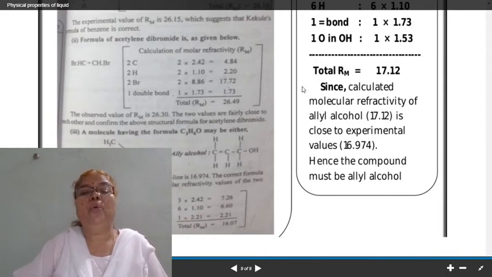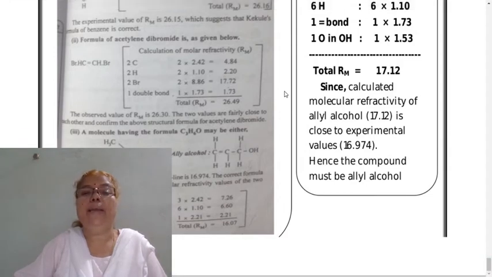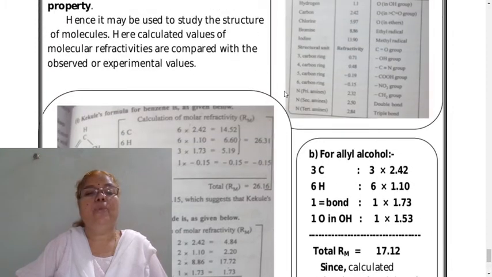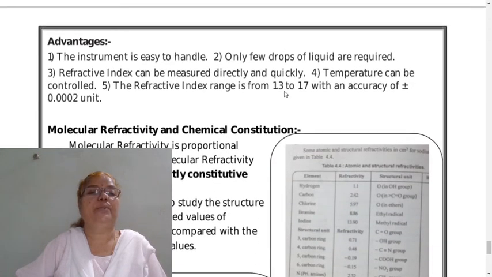Simply you have to calculate the molar refraction value and compare that calculated value with the experimental value. If the calculated and experimental molar refraction values are very close to each other, then the given structure is the correct one. Otherwise, that is not the correct structure. Hence, we can determine the molecular structure with the help of this molar refraction.